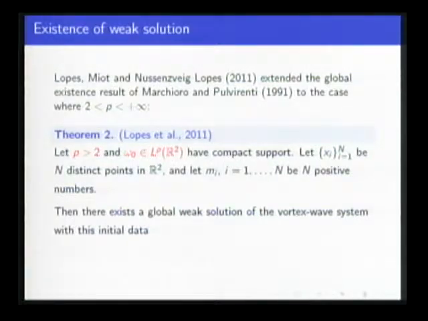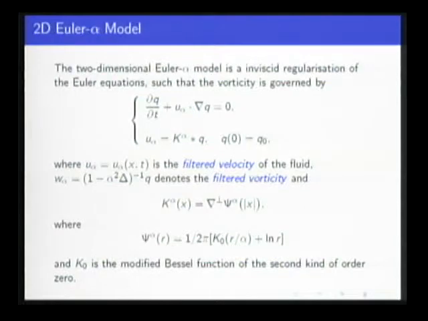What are we going to present in this talk? We're going to show that we can obtain a Eulerian weak solution of the vortex-wave system as a limit, as alpha tends to 0, of solutions of the alpha Euler model. So the alpha Euler model, the 2D Euler alpha model. The Euler alpha model was introduced by Holm, Marsden, and Ratiu in 1998.